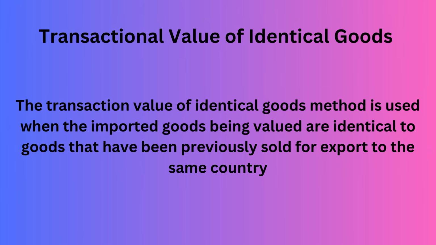The next one is transactional value of identical goods. In this method, custom tries to find the exact same item's price in previous shipments which were exported from the same exporting country. Let's understand this with an example. Company A has exported an Apple phone to company B from USA to Japan. Now if customs are not satisfied with the price mentioned, then they will check what the Apple phone price was when earlier imported in Japan from USA only. So this is transactional value of identical goods.